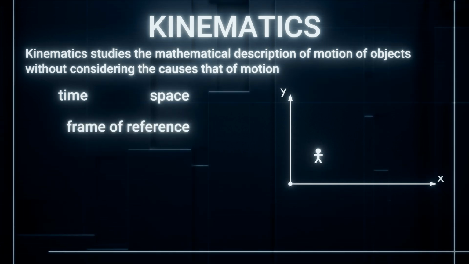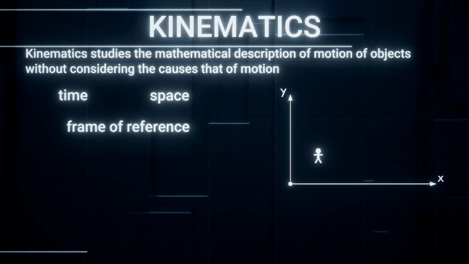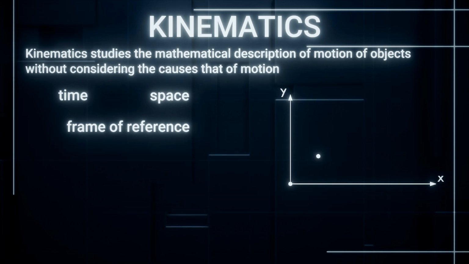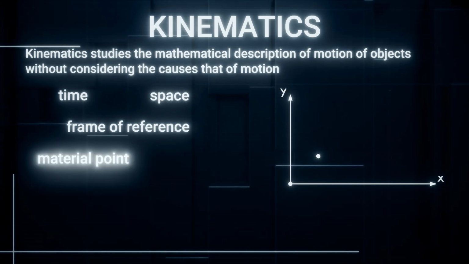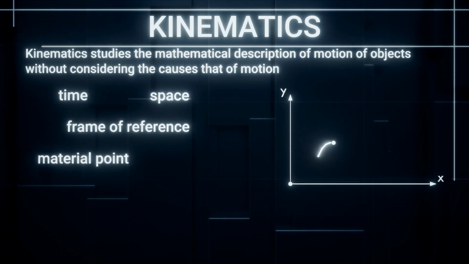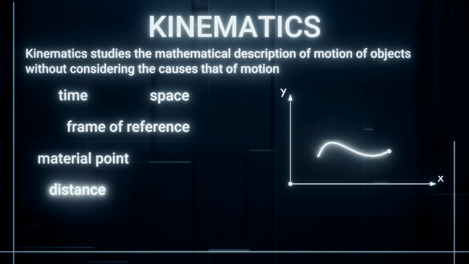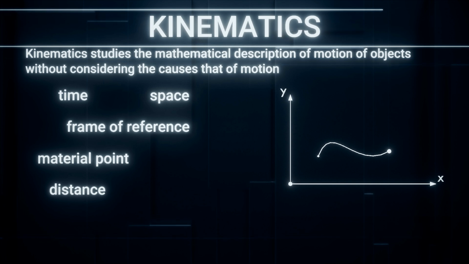In many cases, the size of an object is small compared to the distance it moves. So we simplify the object to a point mass. In kinematics, we study such objects and call them material points. The trajectory of motion is the path an object follows as it moves. The distance, or path length, is the total length of this trajectory.